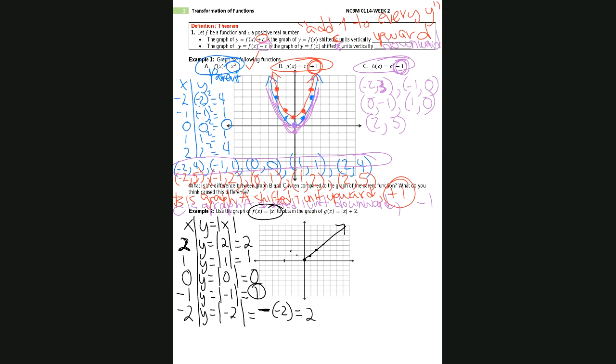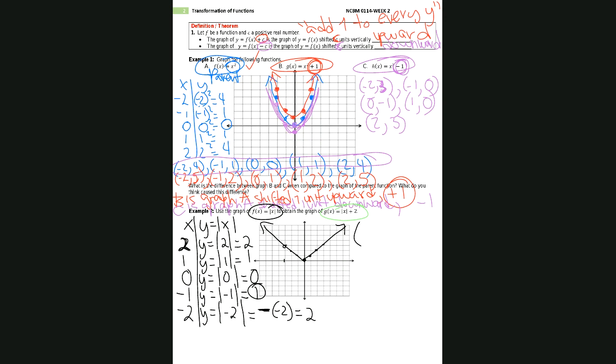And so that's what gives us this line here. So that is the parent function. Now we're going to graph this one. And for that, it has a +2 that is being added not to the x, but to the y. So if we have all those points, I'm going to list them here.